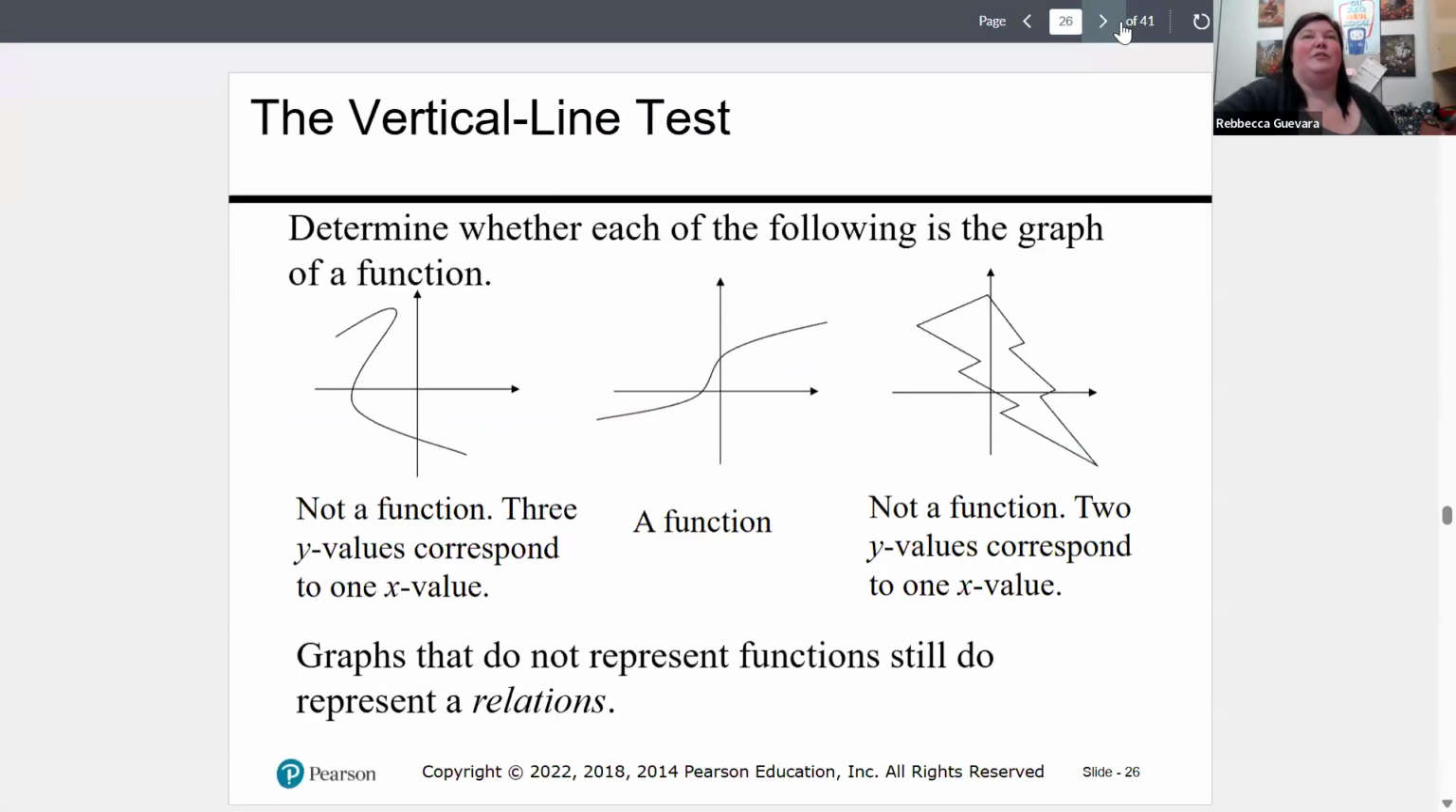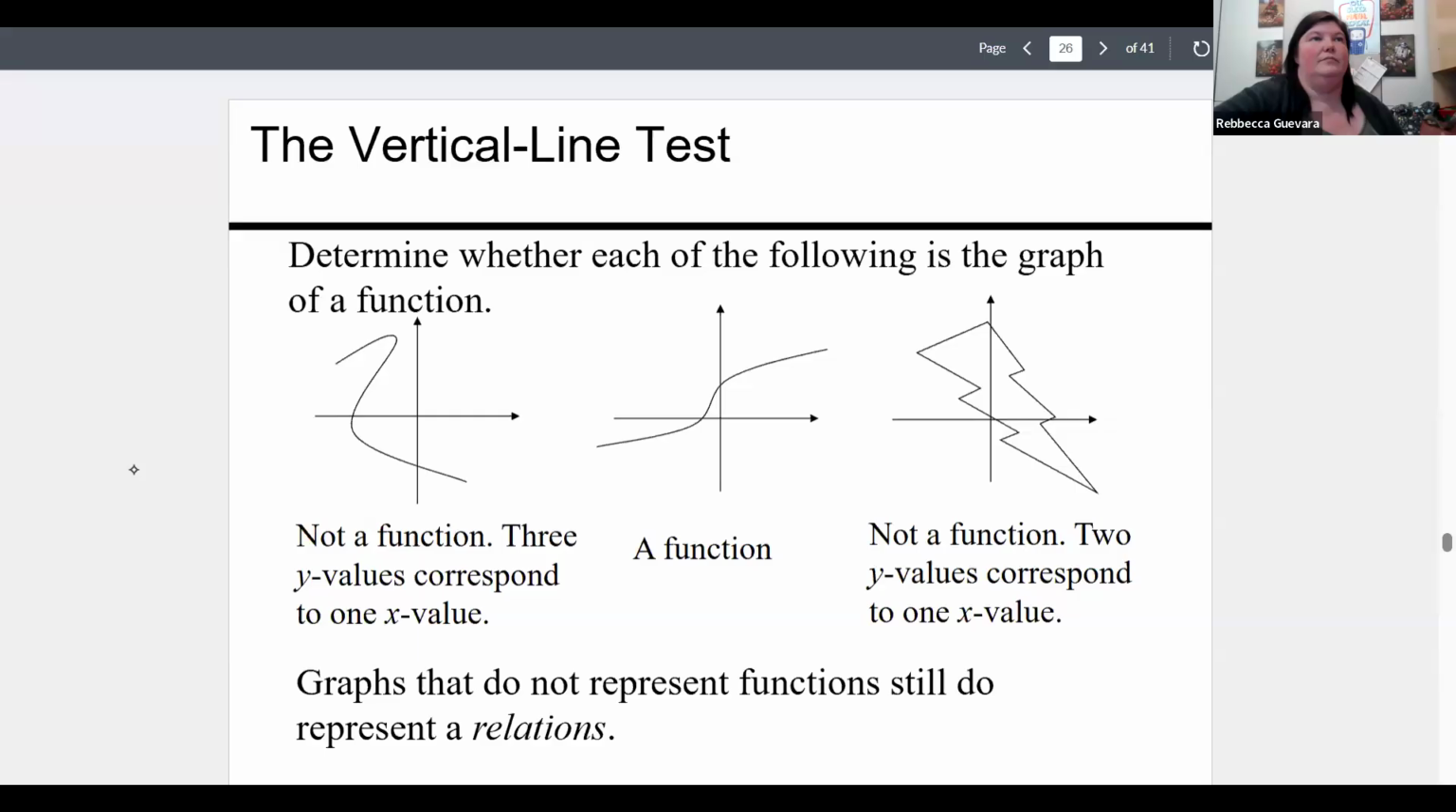We need to determine whether the following graphs are functions. All we have to do is the vertical line test. If I draw a vertical line through this graph, we see that we cross it here, here, and here. So for whatever this x value is, we end up with three different y values. So it's not a function, because we have three values corresponding to one value.